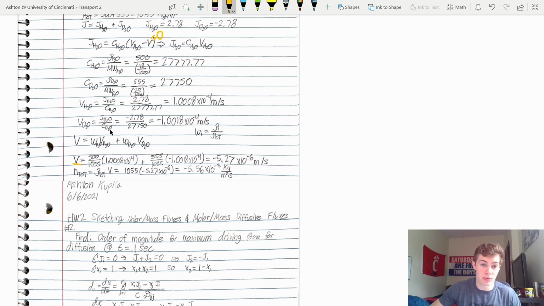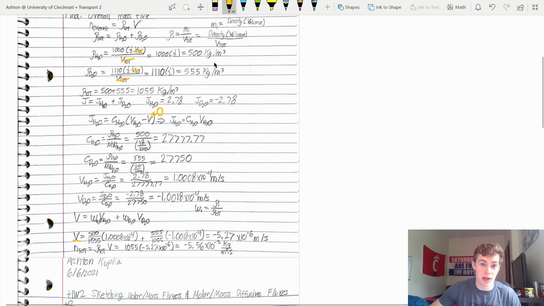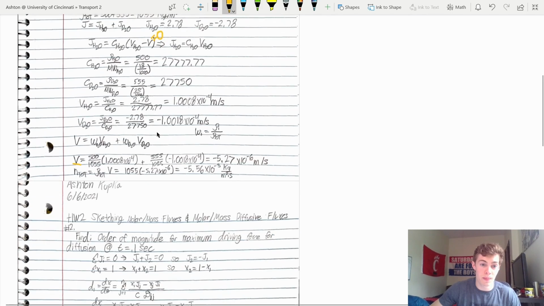Plugging those into their respective places, for our water we get our 500, which we calculated right up here for our mass concentration, over our total concentration, the 1,055, multiplied by our velocity of H2O plus our 555 over our 1,055 from our D2O multiplied by our velocity of D2O, which is going to give us a total velocity of negative 5.27 times 10 to the negative 6 meters per second.